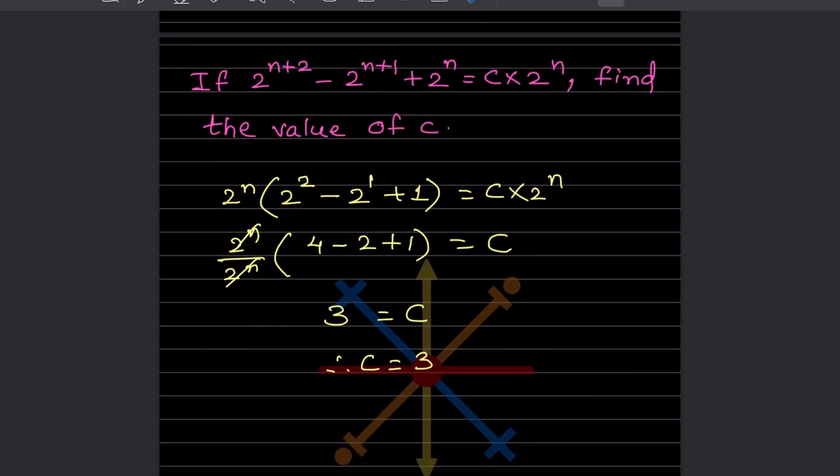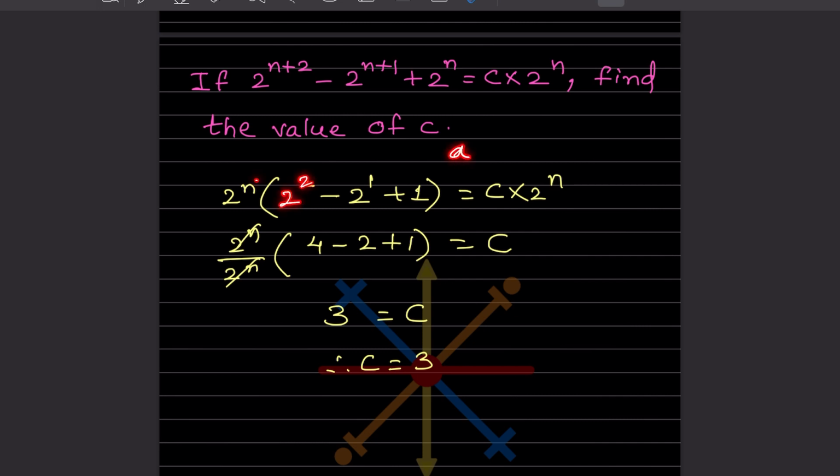Now look at here, they said 2 raised to n plus 2 minus 2 raised to n plus 1 plus 2 raised to n is equal to c into 2 raised to n. Find the value of c. So here what we can see, this can also be written as 2 raised to n into 2 raised to 2, because this is the formula a raised to m plus n is a raised to m into a raised to n. So everywhere we can see 2 raised to n common. So we'll just take here 2 raised to n. So what remains here will be 2 raised to 2.